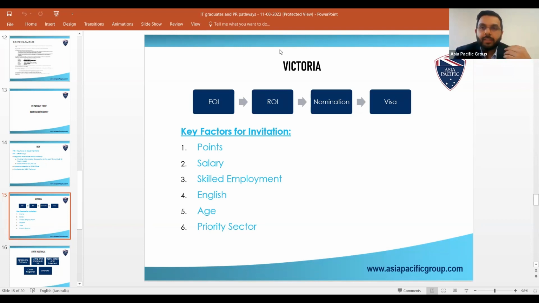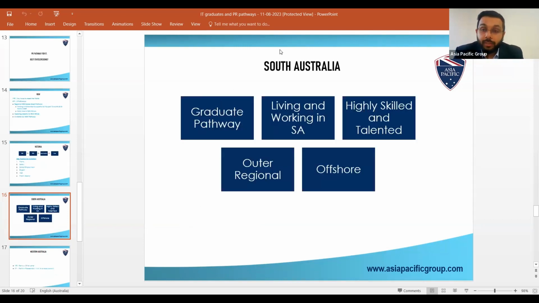So they'll look at those factors and try to invite you. So that's also a possibility. Now, other than Victoria, South Australia is very active, but South Australia has not been too kind to IT students generally. So that's why I do not recommend IT students to consider South Australia as their main state, because they've been quite hard.